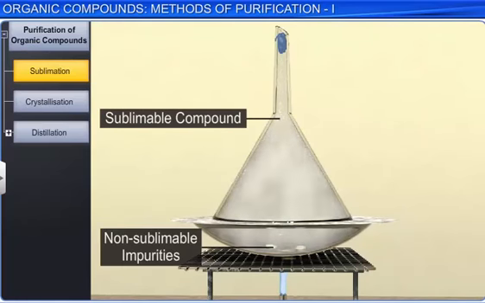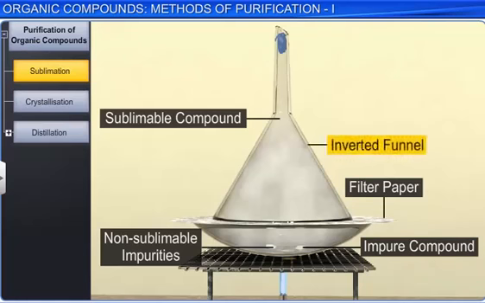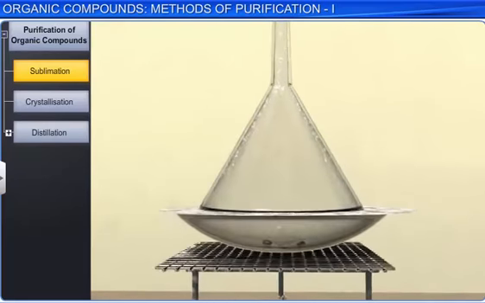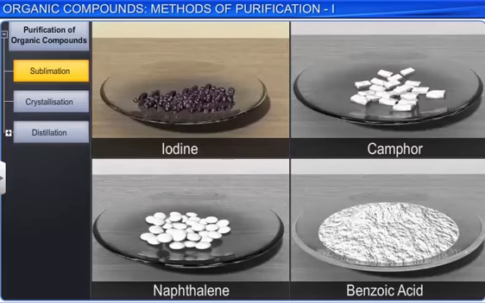In this process, the impure substance is heated in a dish covered with a perforated filter paper over which an inverted funnel is placed. The stem of the funnel is plugged with a little cotton. Vapors of the solid, which sublime, pass through the holes in the filter paper and condense on the cooler walls of the funnel. The non-volatile impurities are left behind in the dish. Iodine, camphor, naphthalene, and benzoic acid are purified by this method.